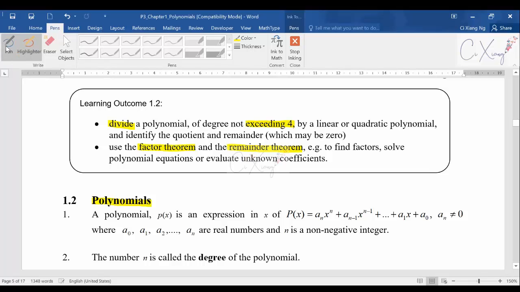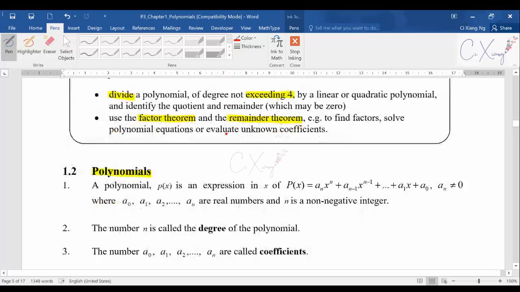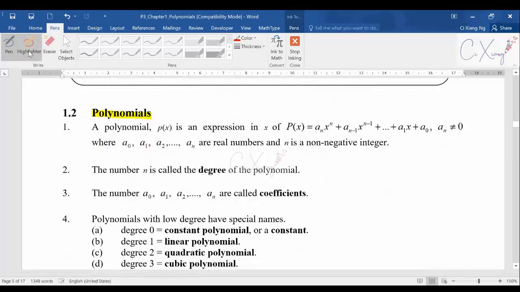Okay, so let's start with some very basic introduction about polynomials first. A polynomial is actually something like an extension of the quadratic equation to higher powers. A quadratic equation is power 2, right? So for polynomials, we have maybe power 3, power 4, and higher powers. So we call it a polynomial.